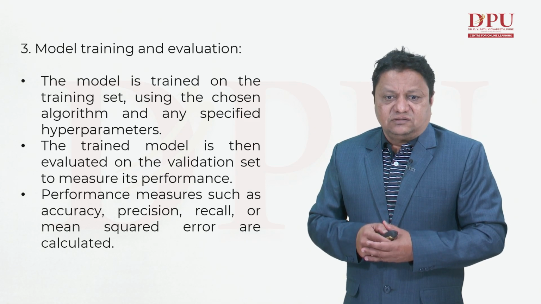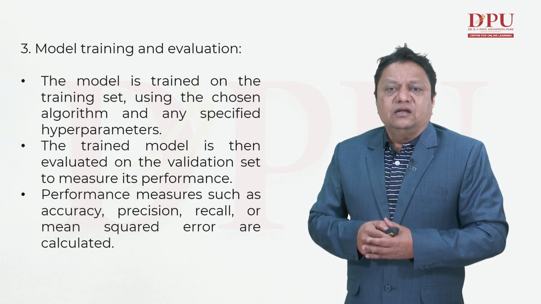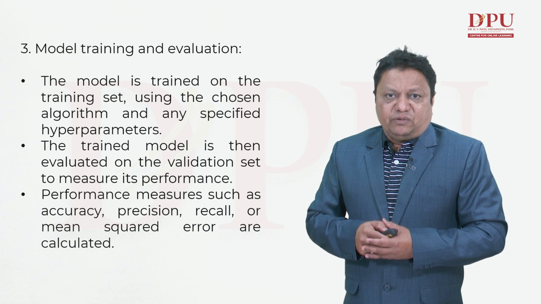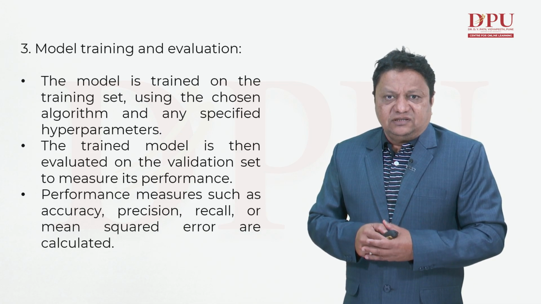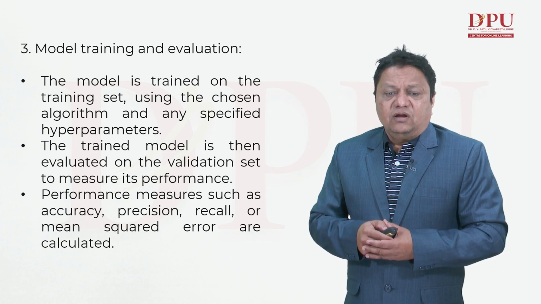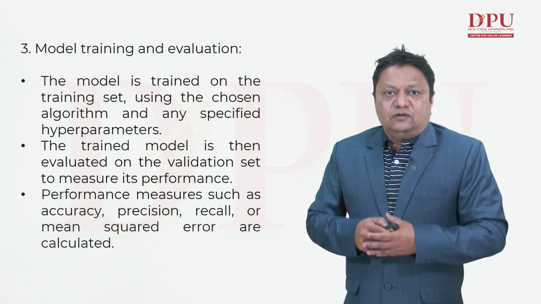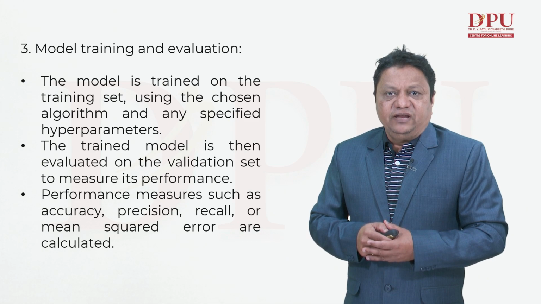Performance measures such as accuracy, precision, recall or mean squared error are calculated. These are some of the performance metrics. On the basis of these metrics, the model is evaluated: what is the accuracy, what is the precision, what is the recall, or what is the mean squared error of this model. So, in the first step we split the data, and in the second step we train the model on k minus 1 folds.